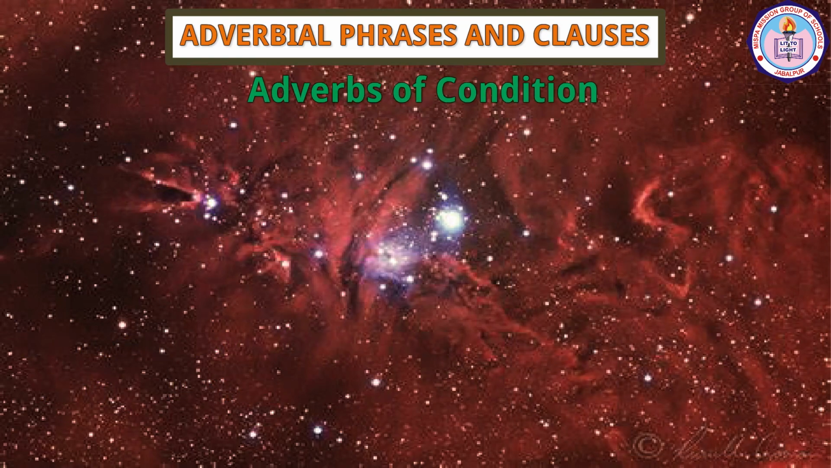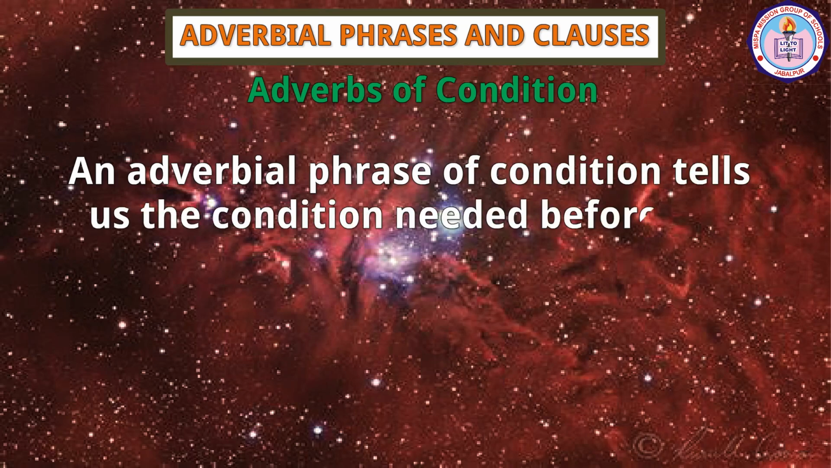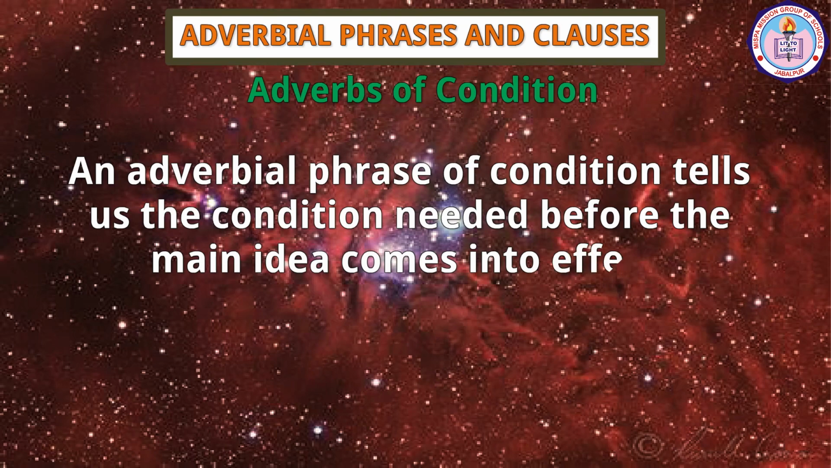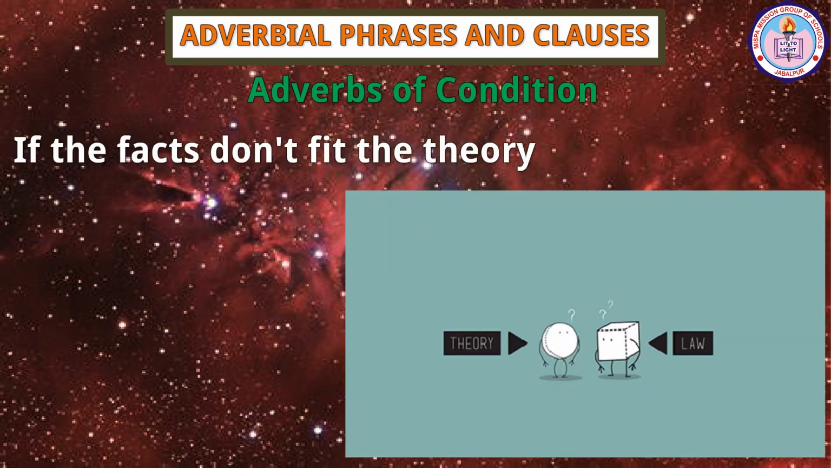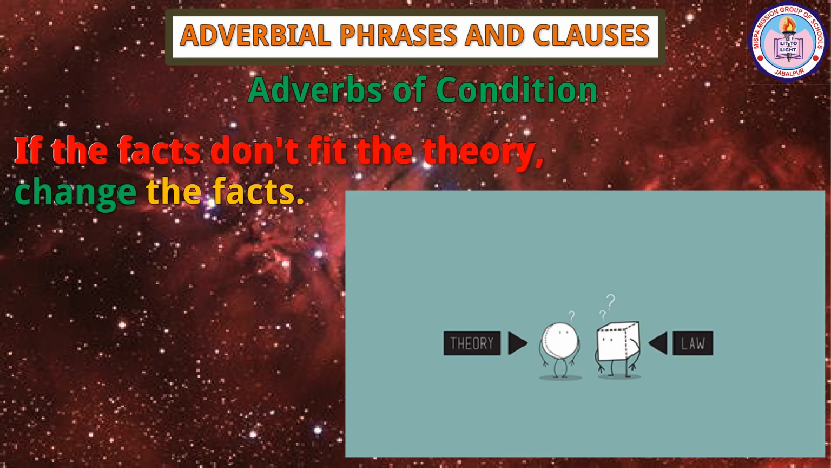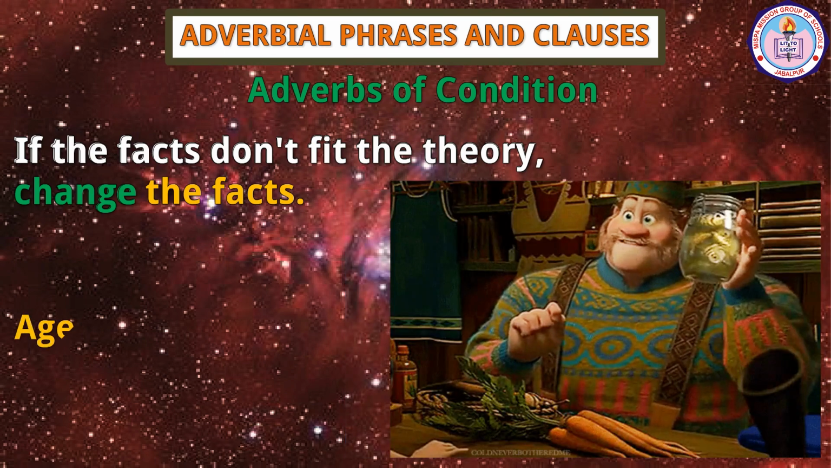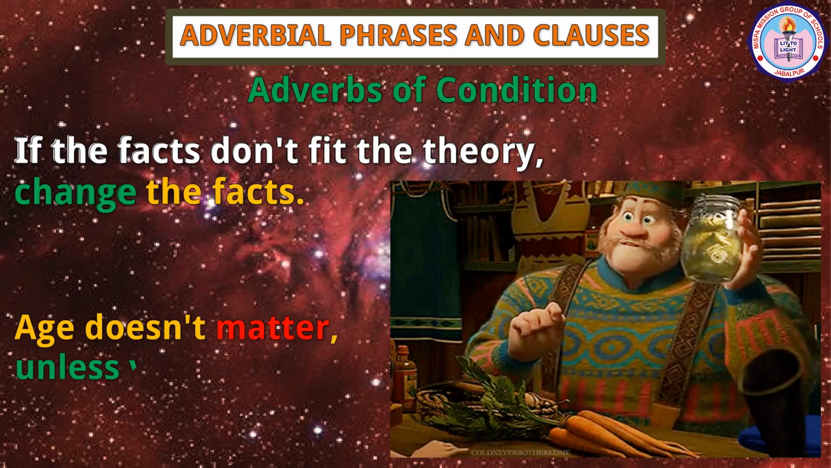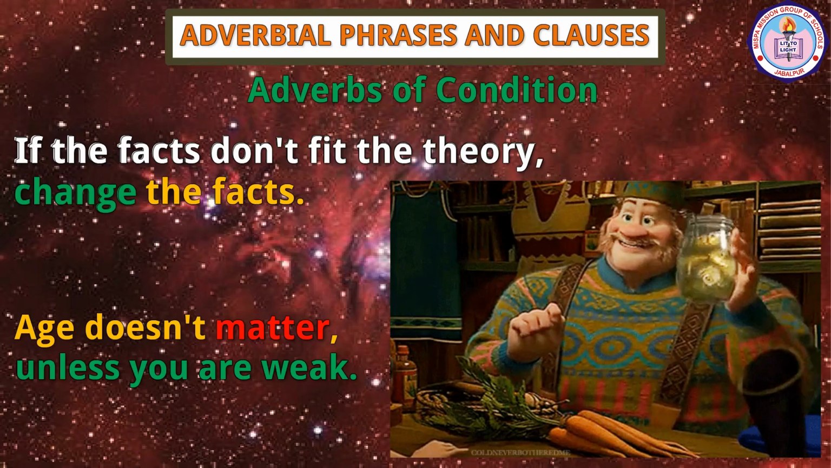Adverbs of condition. An adverbial phrase of condition tells us the condition needed before the main idea comes into effect. An adverb of condition often starts with if or unless. If the facts don't fit the theory, change the facts. Here, if the facts don't fit the theory is an adverbial clause. It modifies the verb change. Age doesn't matter unless you are weak. Here, unless you are weak is the adverbial clause that modifies the verb matter.